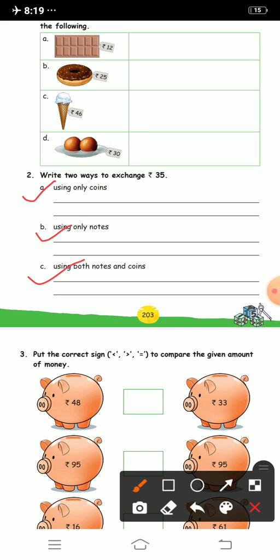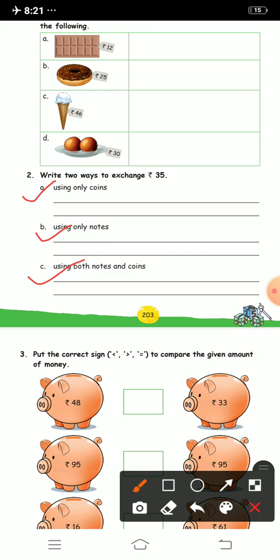So now it is using both notes and coins. So you have to use both notes and coins here. So children, how will you use it? How will you make 35 rupees with the help of notes and coins? So here you can take both notes and coins. You can take one note of rupees 20 and then one coin of rupees 10 and another coin of rupees 5.